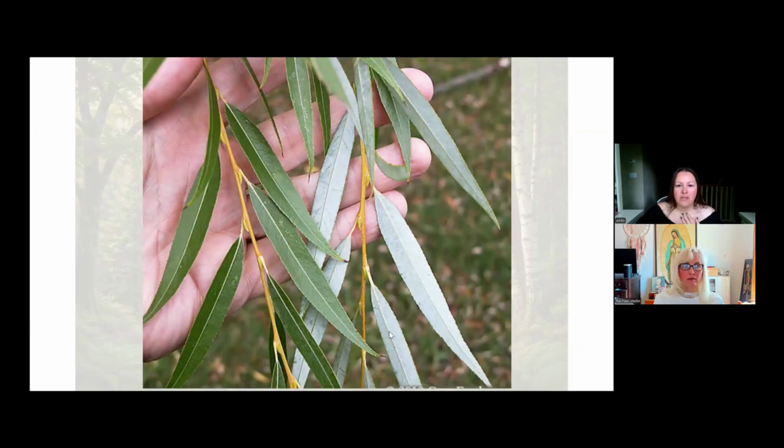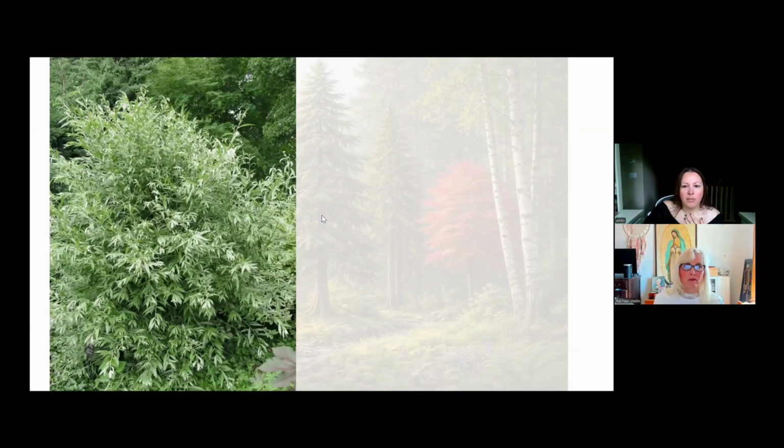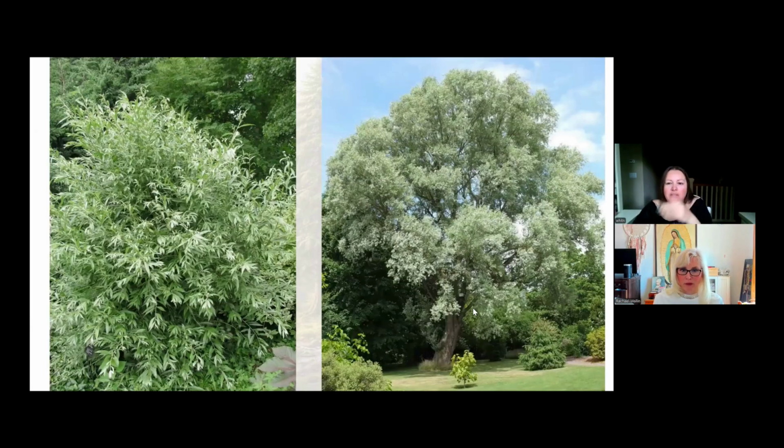So these are the leaves. You can see it looks similar to the weeping willow leaves, but the underside is the silvery color, which is why it's called the alba. And this is what it looks like. So you get a little tiny bit of the drooping, but not nearly as dramatic as the weeping willow.